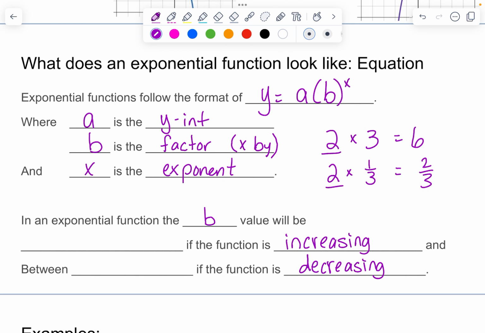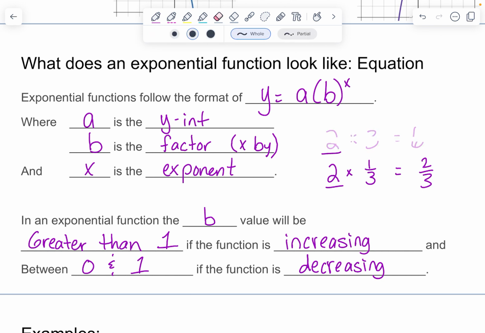So the rule for this, or the thing to think about with the b value, if you want to decide if your function is going to be increasing or decreasing, because it can go either way. If the b value is greater than 1, a number bigger than 1, the function will be increasing. And when the b value is between 0 and 1, the function is going to be decreasing.